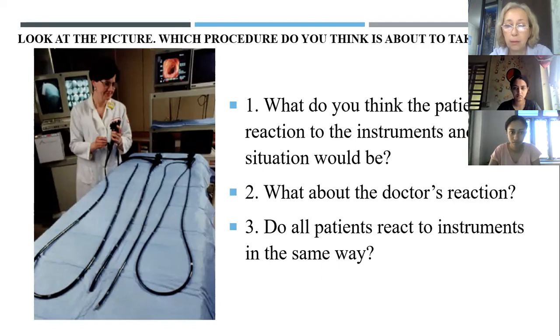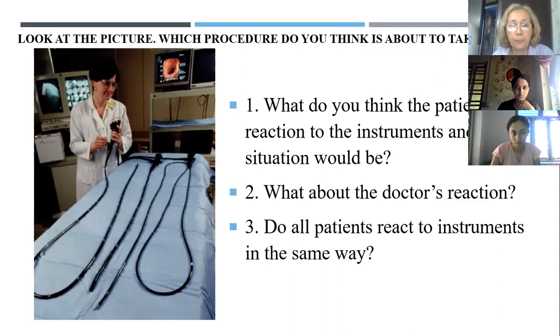Every patient reacts to instruments in a different way, because some people are afraid of some instruments, and this leads to increasing blood pressure and leads to several problems. But the patients who have had experience before, they feel in a good way. Exactly. It depends on whether they've had this procedure already or not, and also how they feel.